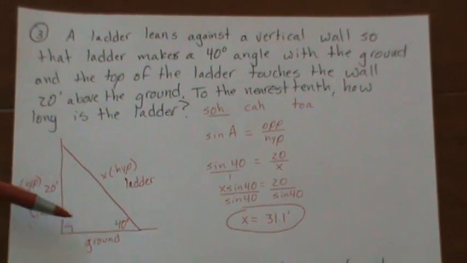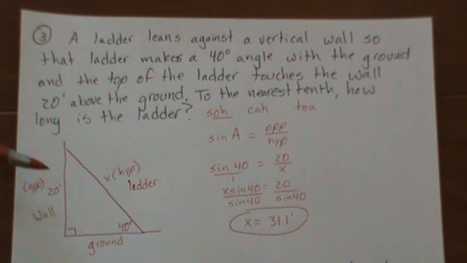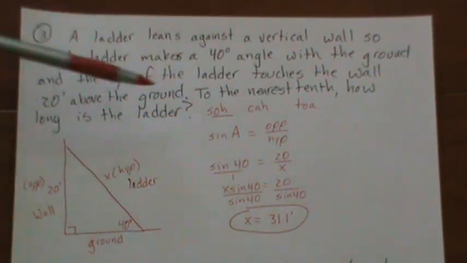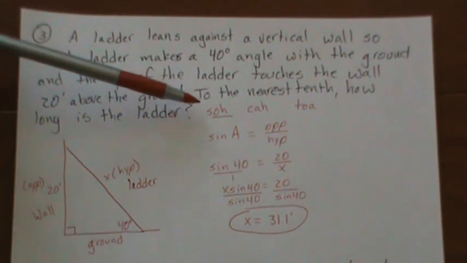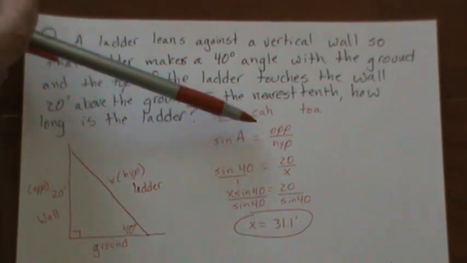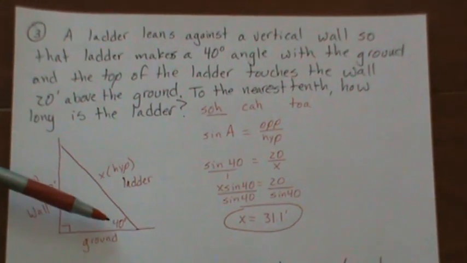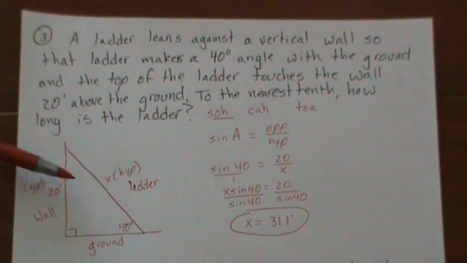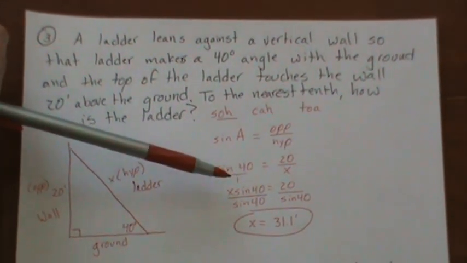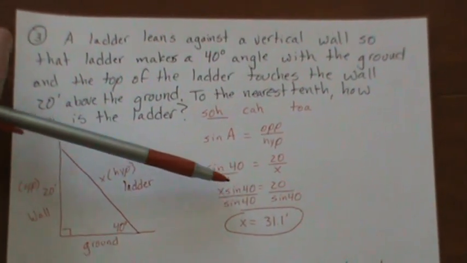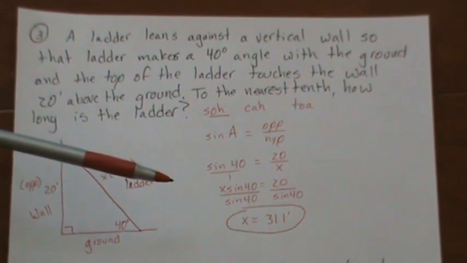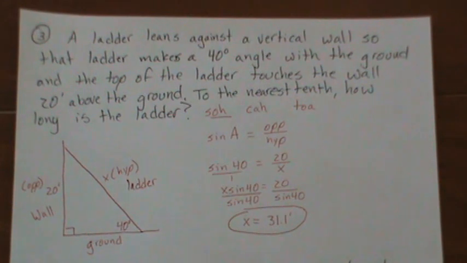Since I'm using the side opposite the right angle, I'm going to call that the hypotenuse. And I'm using the side opposite this 40-degree angle, that's my opposite. SOHCAHTOA tells me that I should use the sine function because we have opposite and hypotenuse. So my formula is sine of the angle equals opposite over hypotenuse. In this case, sine of 40 equals 20 over x, where 20 is opposite and x is hypotenuse. To solve this, I chose to put sine 40 over 1 and cross multiply. X times the sine of 40 is x sine 40. 1 times 20 is 20. I divide by the sine 40 on both sides, and I get x equals 31.1 feet.